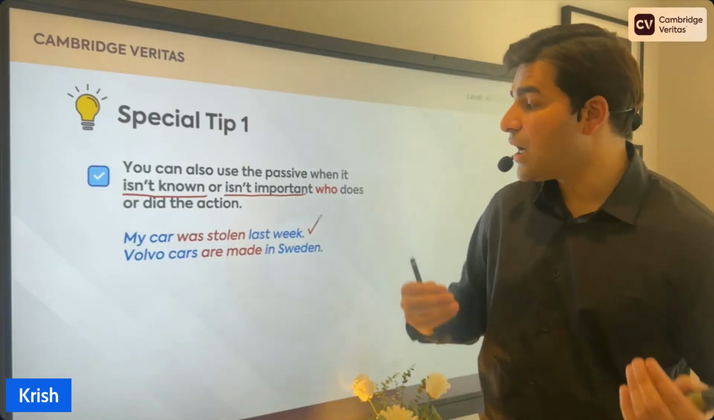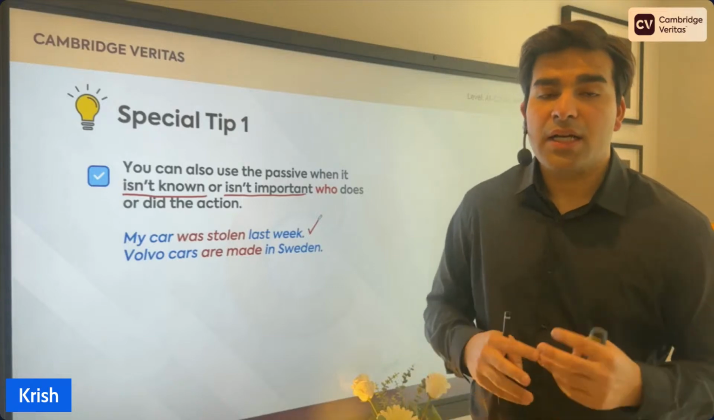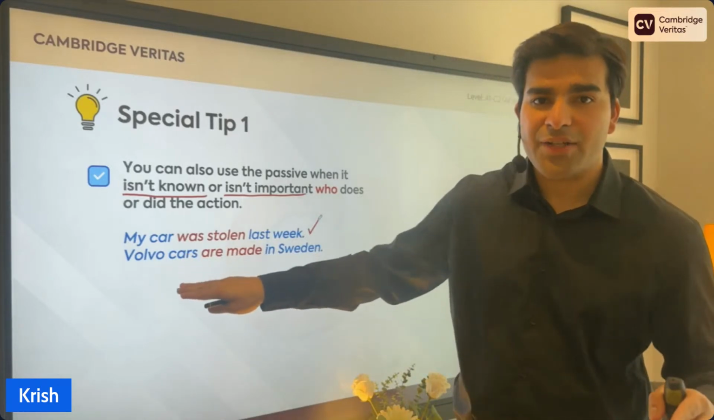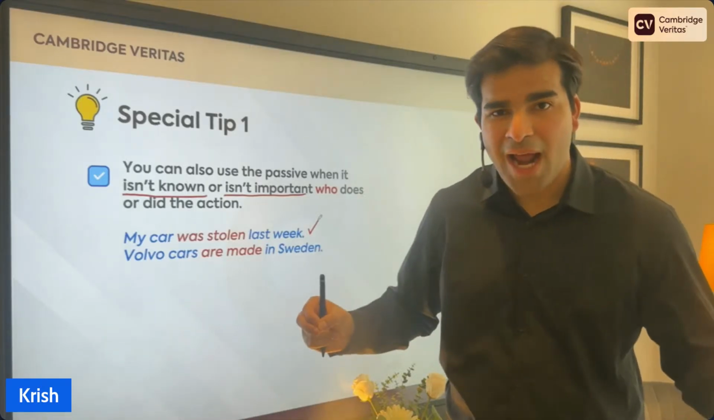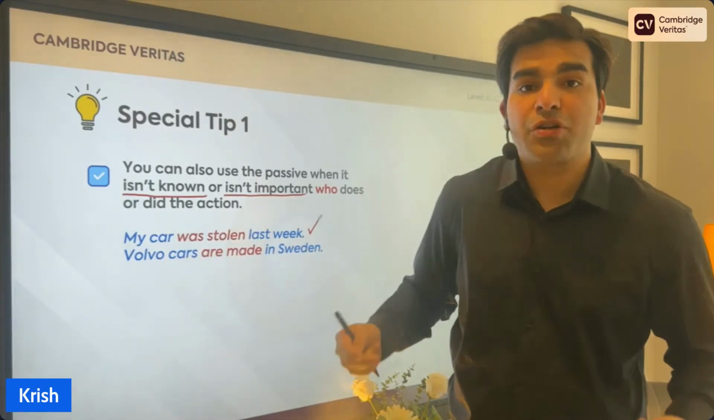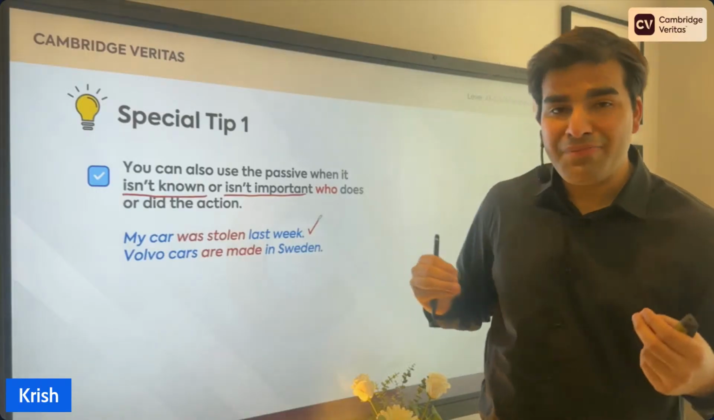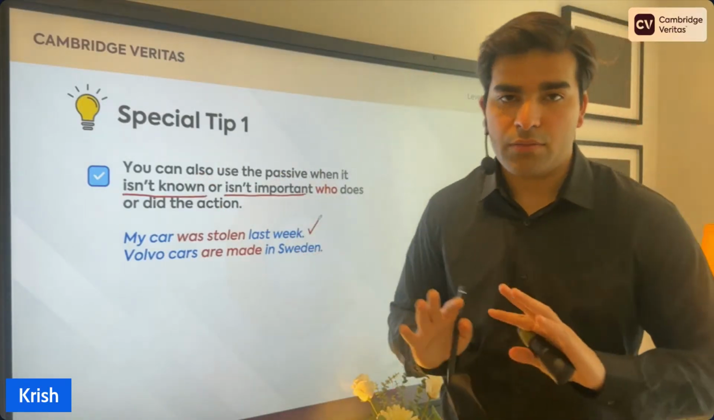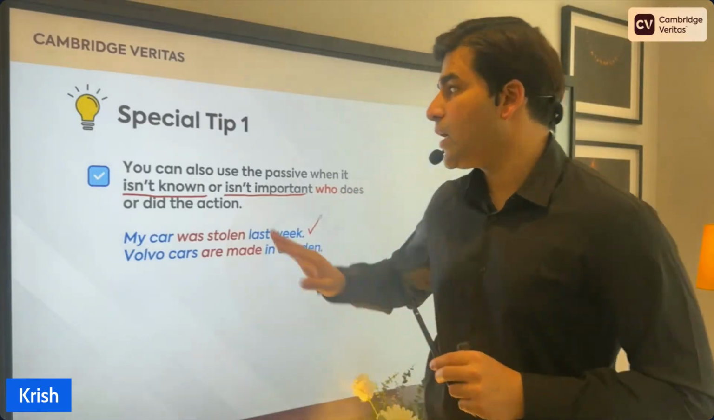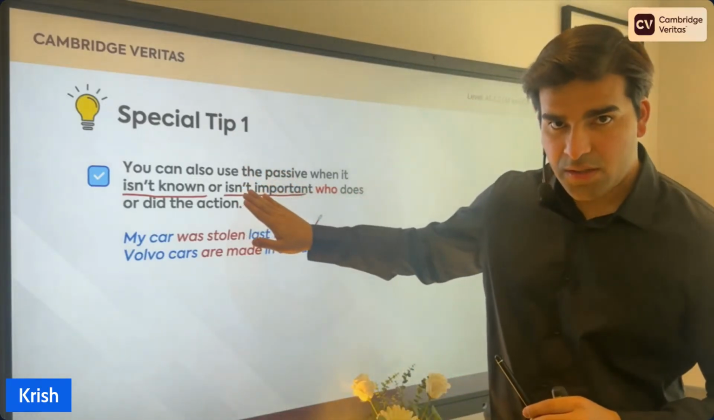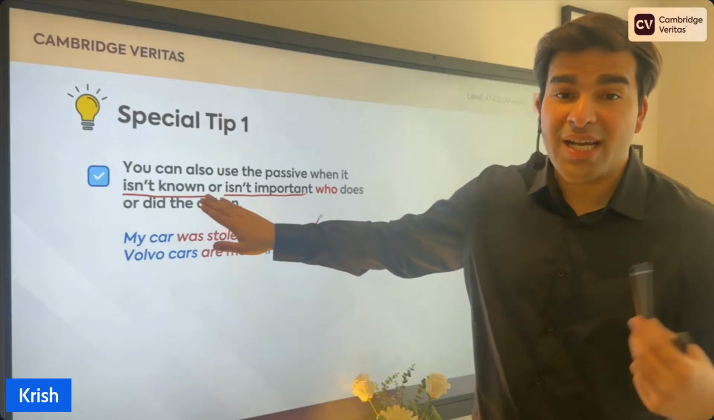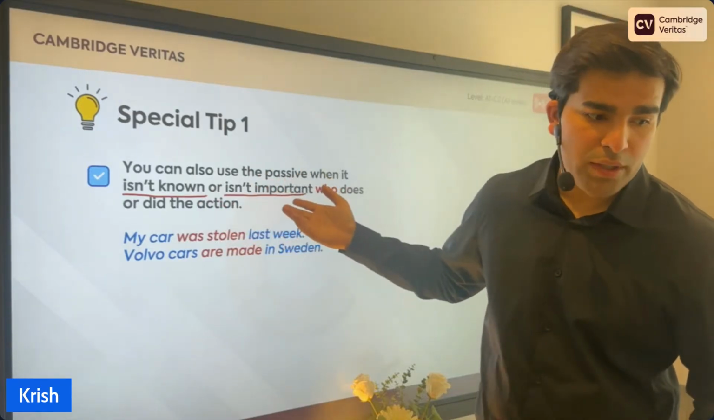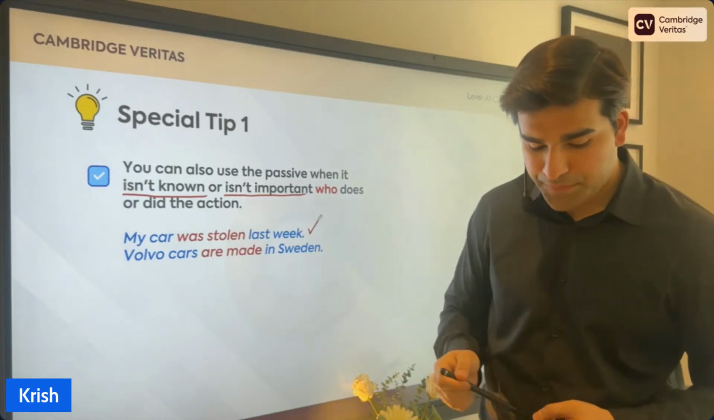Volvo cars are made in Sweden. It's not important who makes it. I mean, the name of the person or the company, the manufacturers. What's more important is the brand Volvo or the action of being made. Volvo cars are made in Sweden by so-and-so. We don't know that. So we can ignore that, park that to the side. So we use passives when we don't know who does it or we don't want to tell who did it because it's not important. So that's point number one.